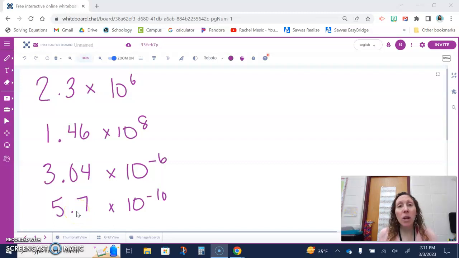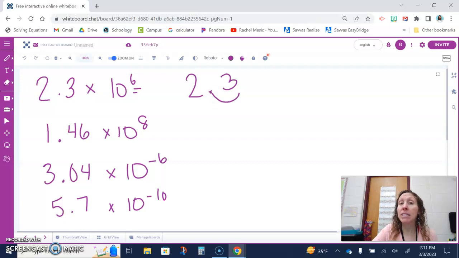Scientific notation is a way to represent really big or really small numbers. All right, so this first one here, 2.3 times 10 to the 6th power. When you times a number by 10, you are adding a 0 to the end, or you are moving the decimal to the right one time. So we can take 2.3 and we're going to move that decimal to the right 6 times.